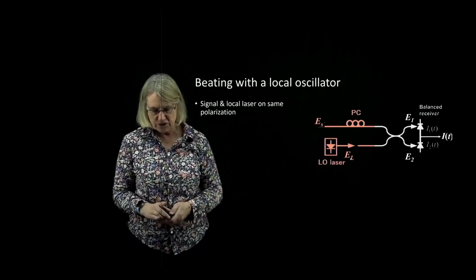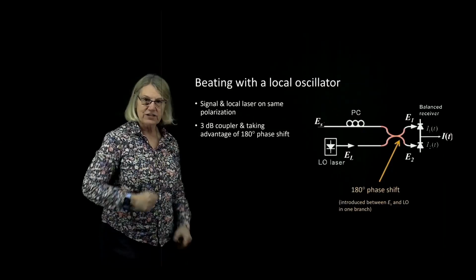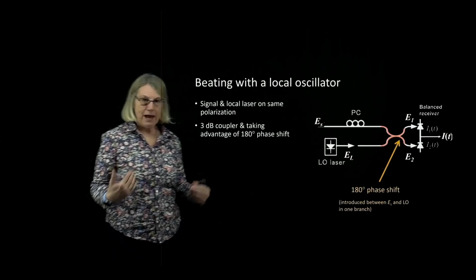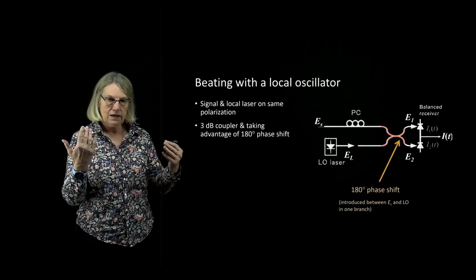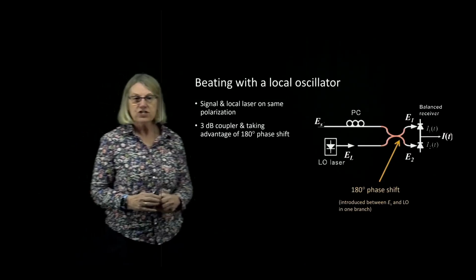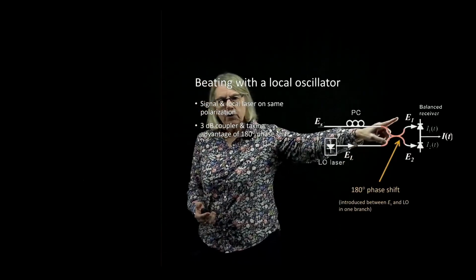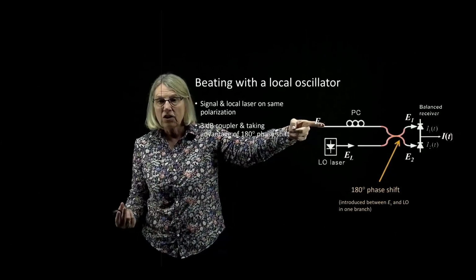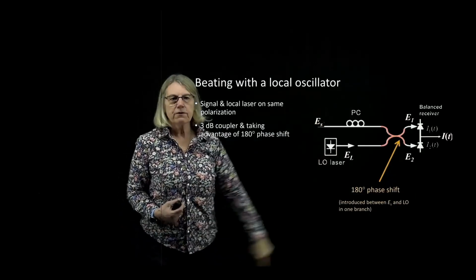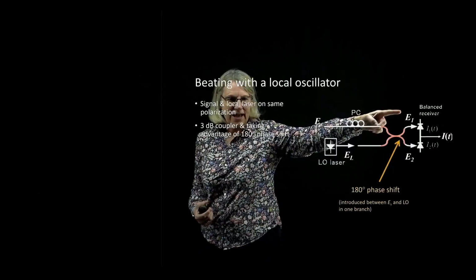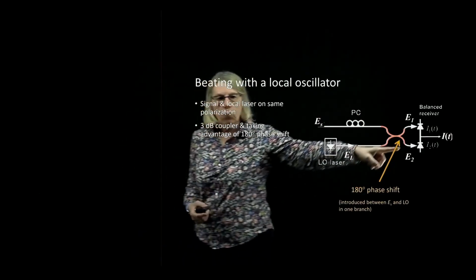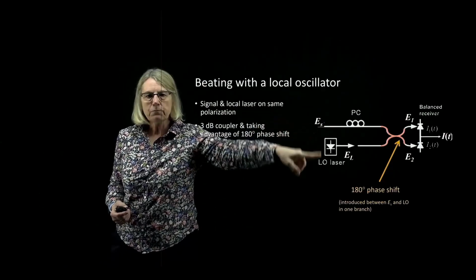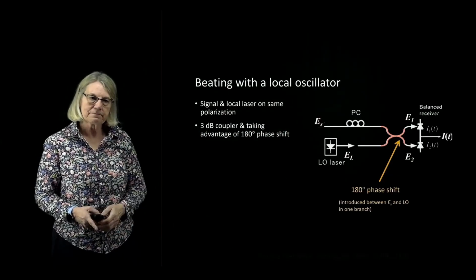There's our local oscillator, the first essential ingredient, and the second essential ingredient is this 3 dB 2x2 coupler. When I'm talking about the 180-degree phase shift, what I mean is that at E1 I'm going to get equal contributions from the data signal and from the local oscillator, and those two are going to sum on this output. However, on the second output, what I'm going to get is the difference between these two input signals.